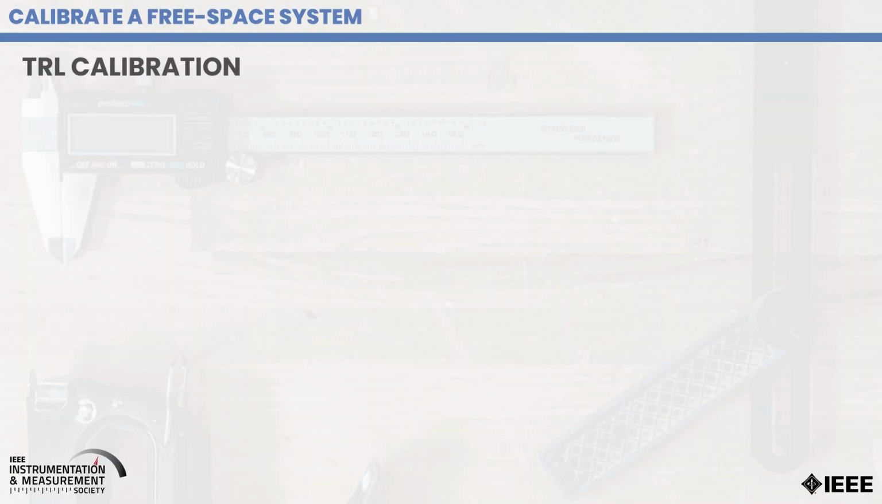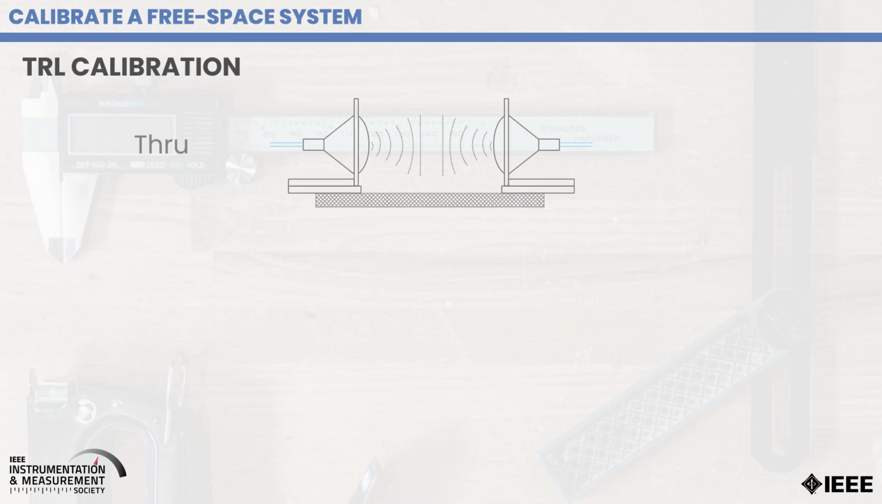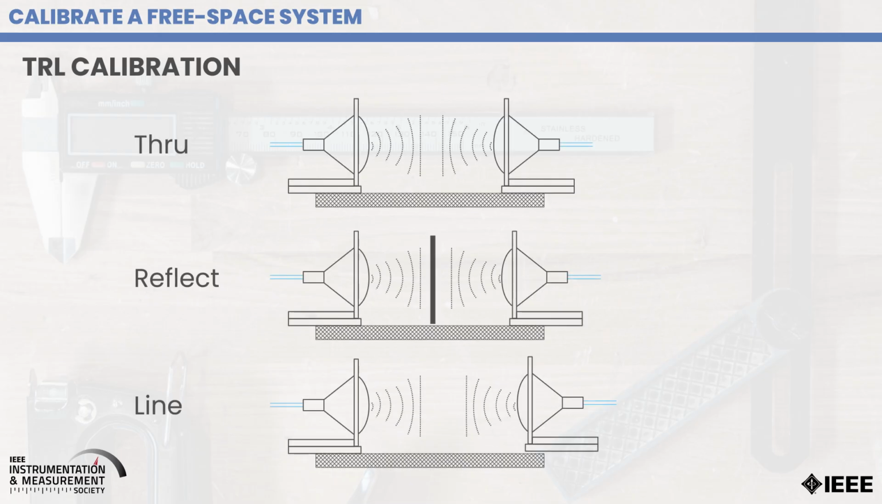A TRL calibration is also a possibility. The three standards here are through, reflect, measuring a metal plate between the two antennas, and then line, precisely moving one of the antennas to a known distance. Now, the problem here is just the precision with which you can move that one antenna, and then after the calibration, replacing it back to its original position.